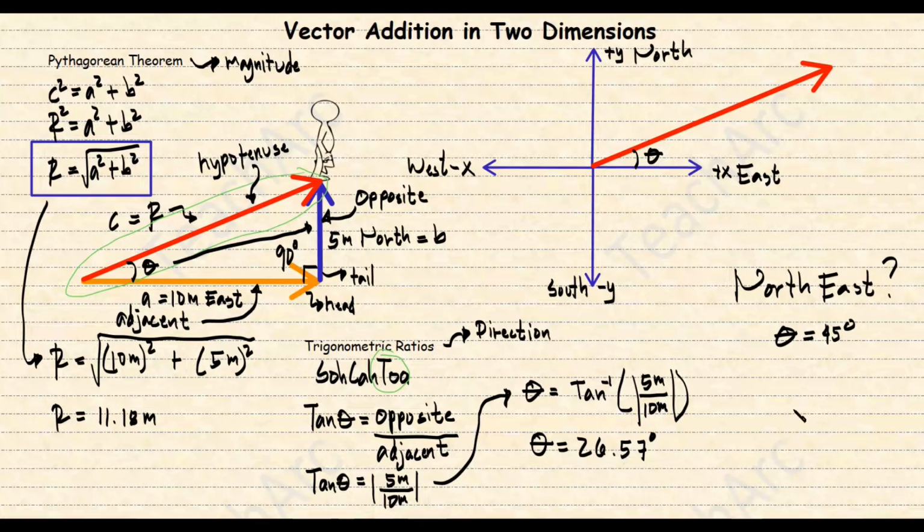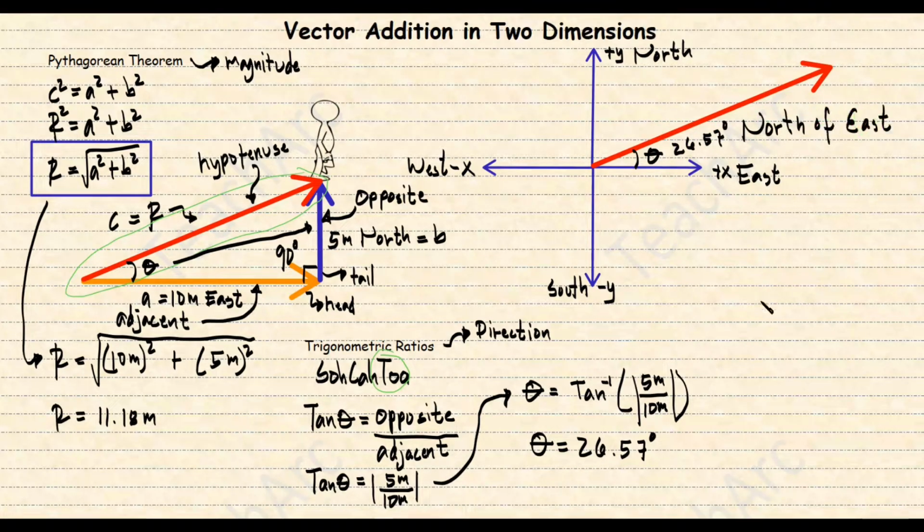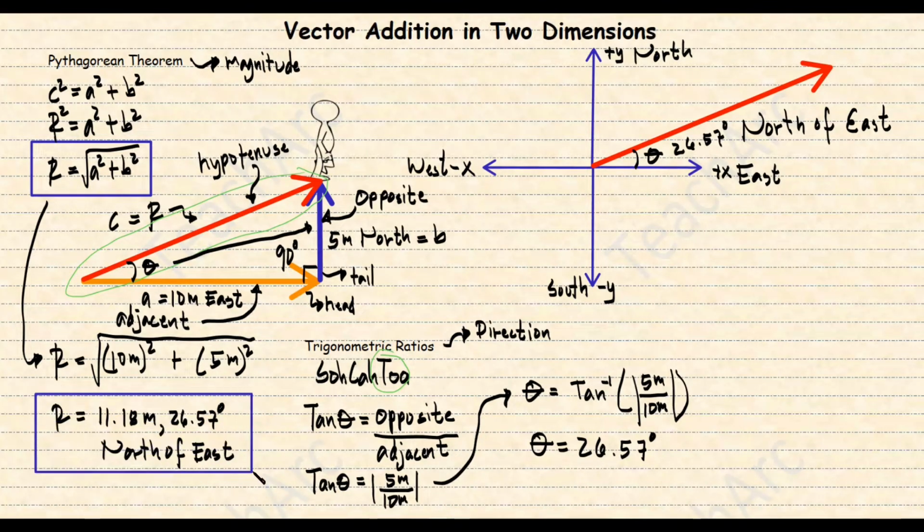Therefore, the direction is not northeast. Instead, it's north of east, and that is completely different. And finally, our overall answer for the resultant vector is 11.18 meters, 26.57 degrees north of east.